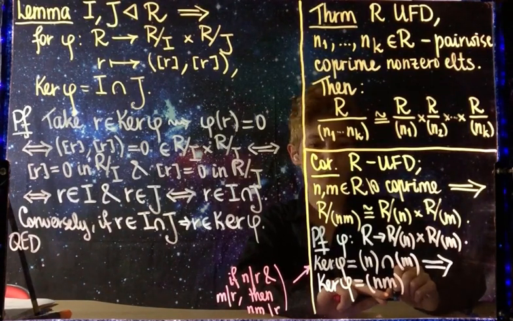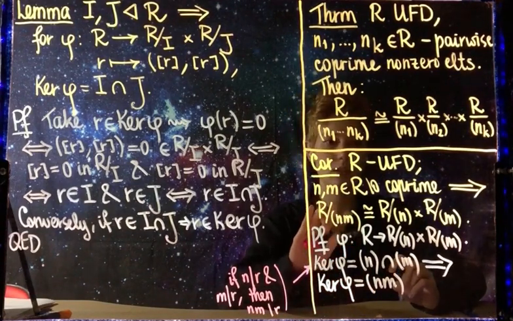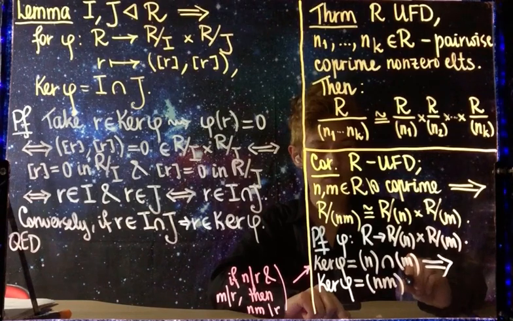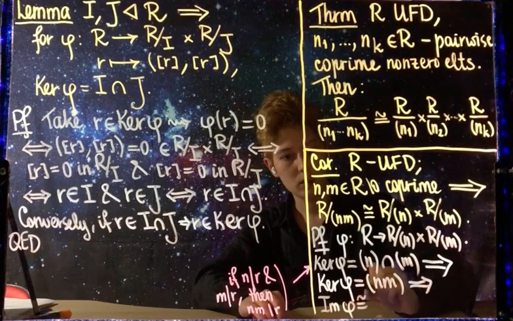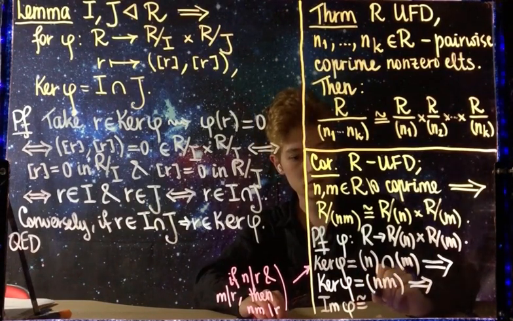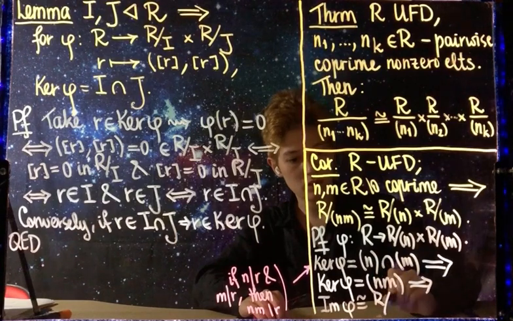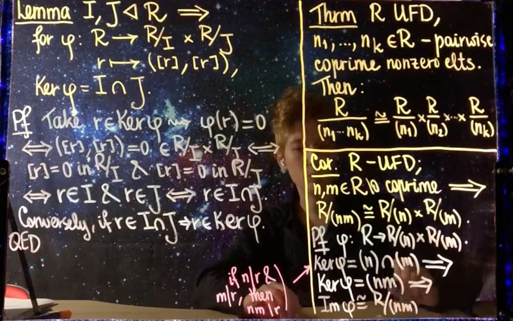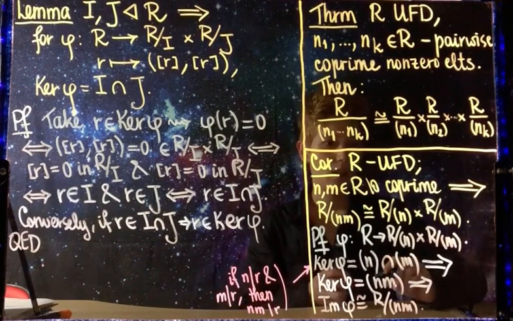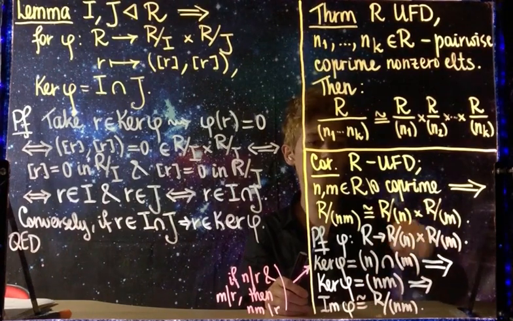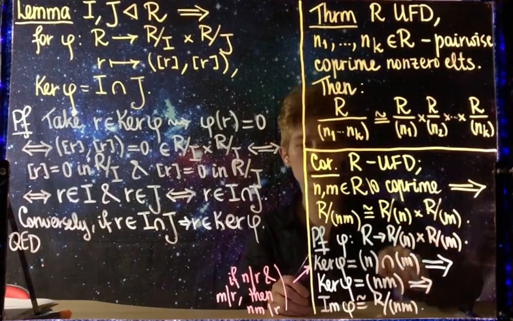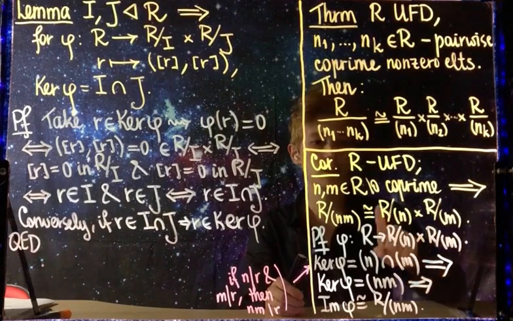And by the first isomorphism theorem, the image of phi is isomorphic to R mod NM. And so we proved that there is a certain subring, which is the image of phi, inside this product ring. And we need to show that phi is surjective, which would conclude the proof of this isomorphism.